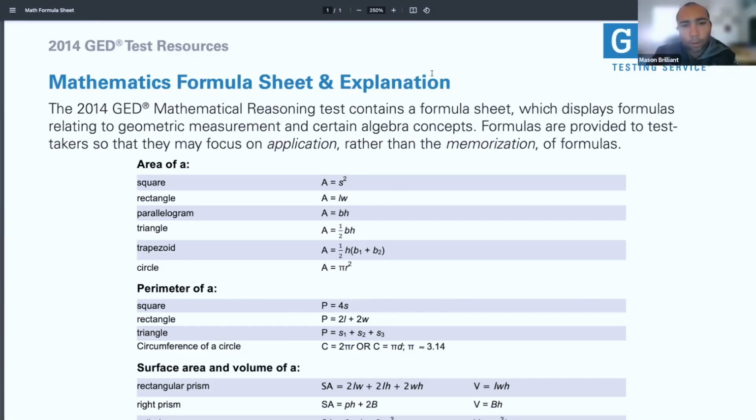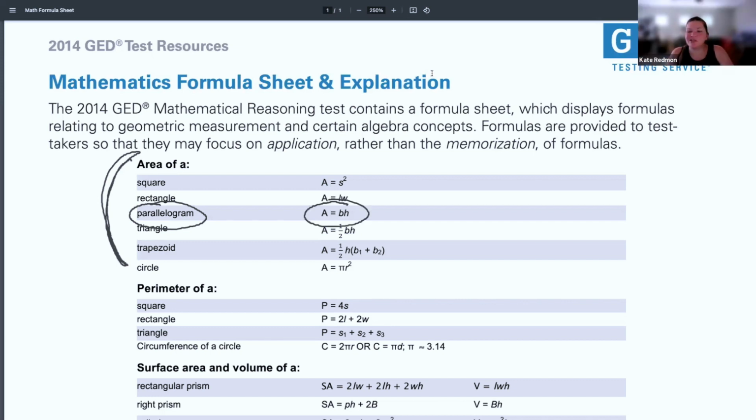Where am I going to look? The first portion. Absolutely. It's in the area category. And it's on the third one. Yeah. There you go. Parallelogram. And look, super simple formula. So it says area equals BH, or to find the area, multiply together the base and the height.